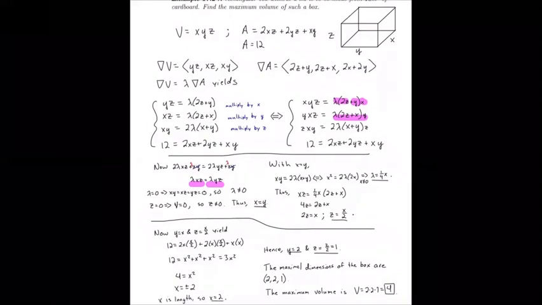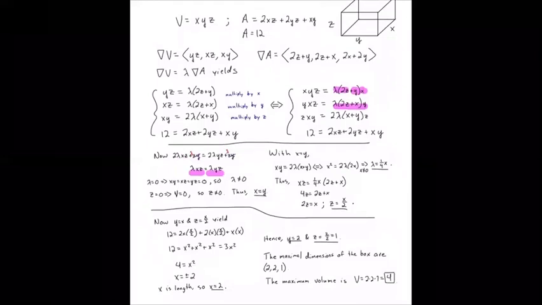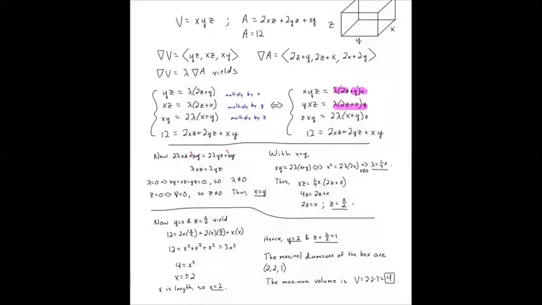And once we have that, we can realize that we have to test a couple things. If lambda was 0, then what would happen? What would be the result of this? Then xy would be xz would be yz would be 0. In other words, all of these would be 0.